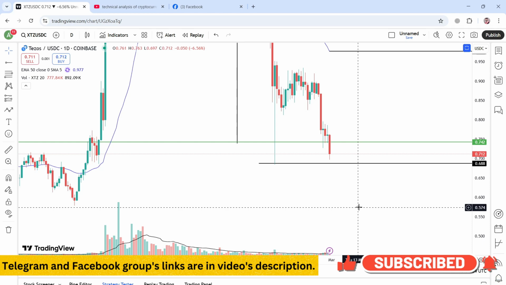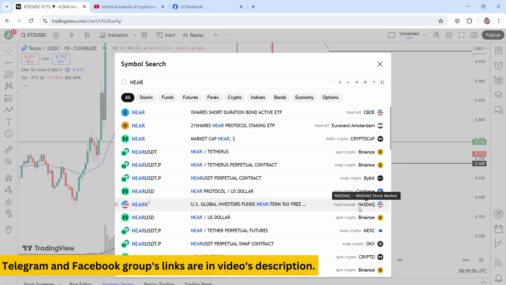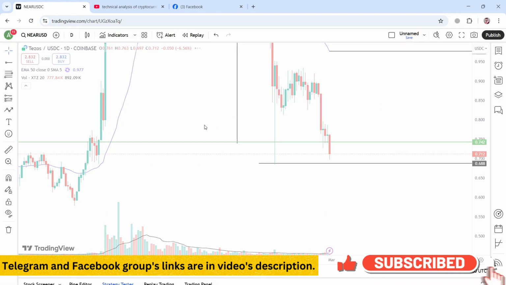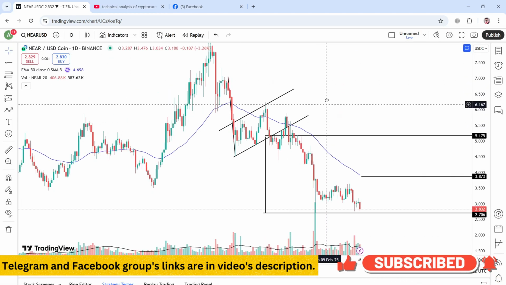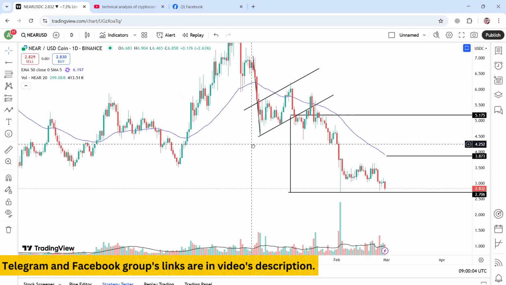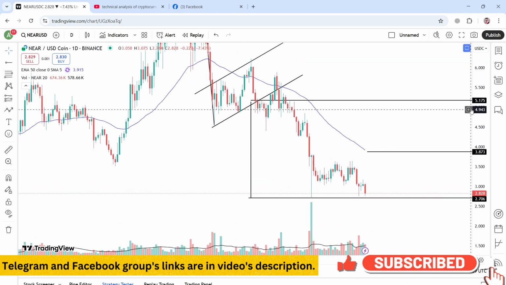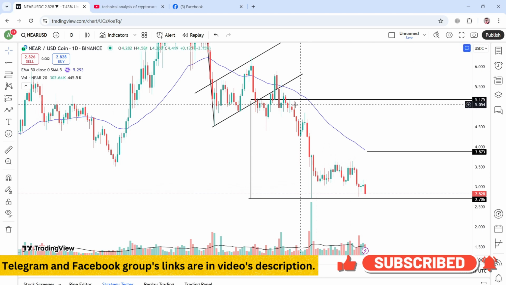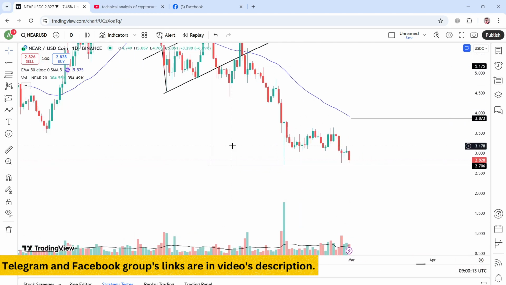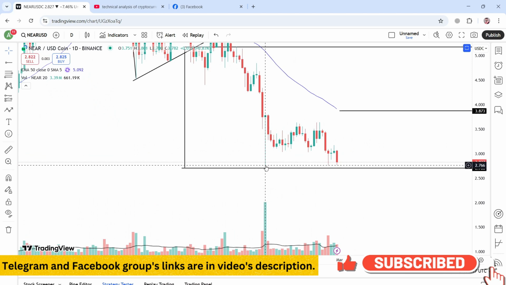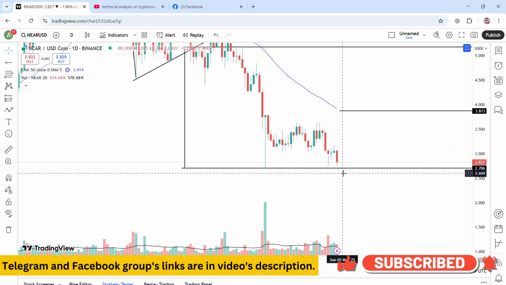The next coin is Near Protocol, and the symbol is NEAR. I have opened this coin on 1 day time frame. If we discuss, this coin is moving in its downtrend, where it gave the breakdown of this flag formation when it gave closing below 5.175 in this candle. After that, it exposed the final target of 2.706, and that target has already been achieved in this big candle.